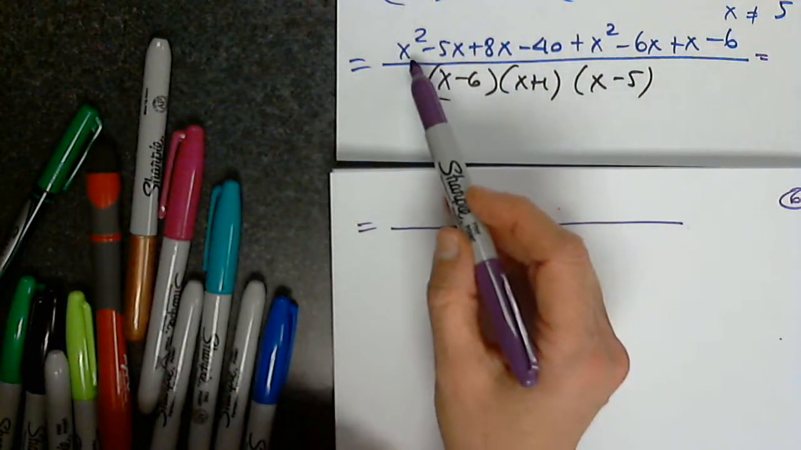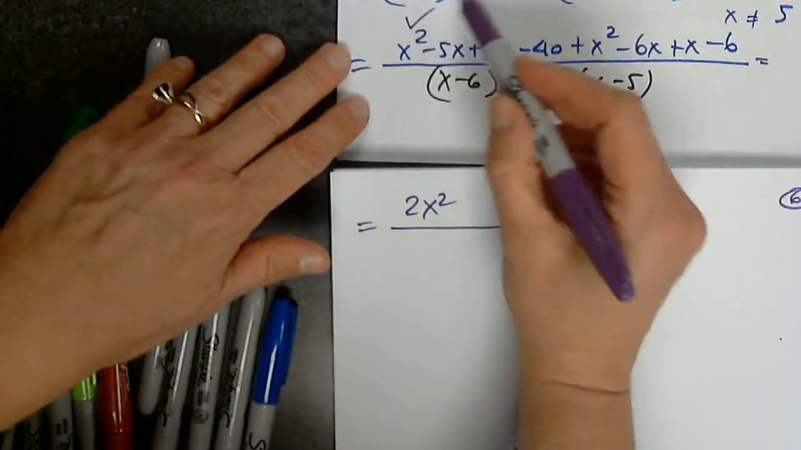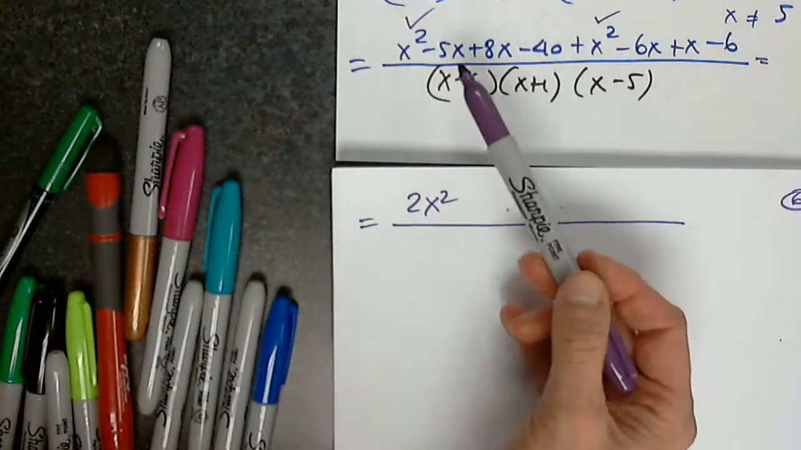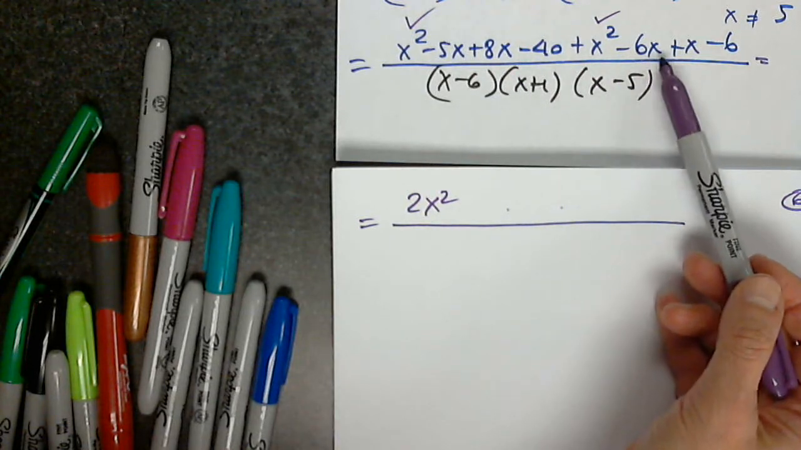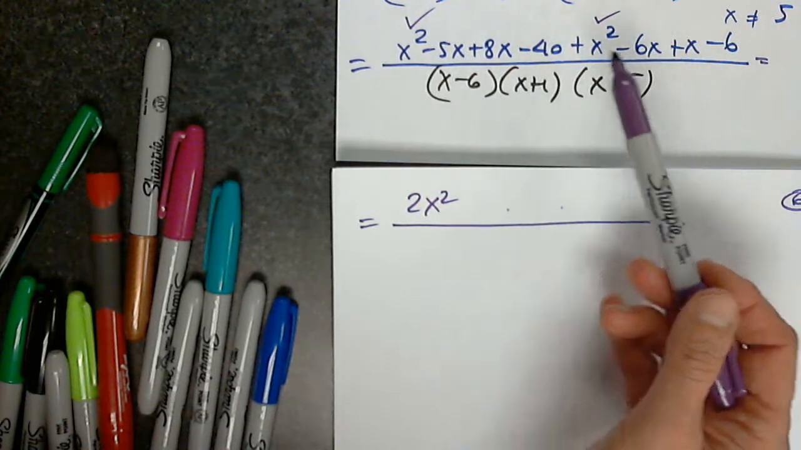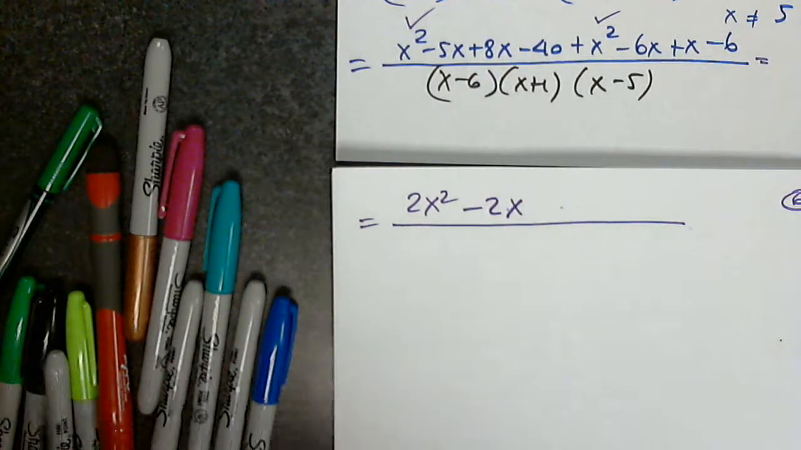So I start with the highest degree, of course, which is 2x squared, right? So these are accounted for. Now, -5 plus 8, that's 3. -6 plus x is -5. And 3 minus 5 is -2x. Correct me if I'm wrong.